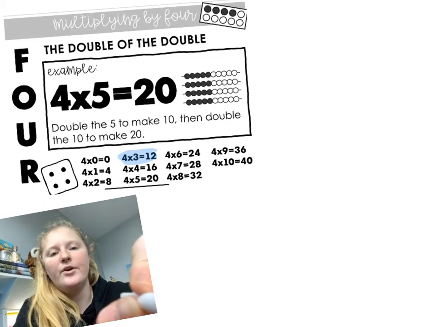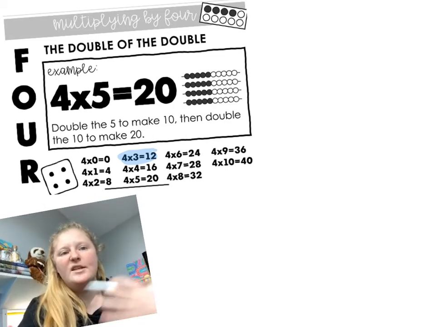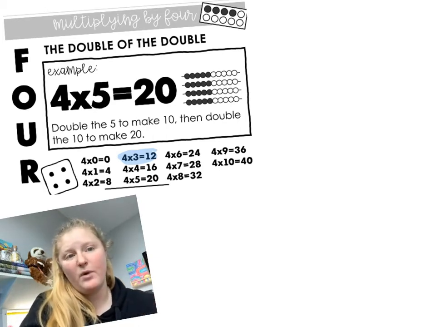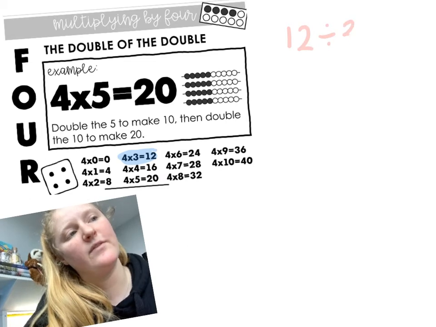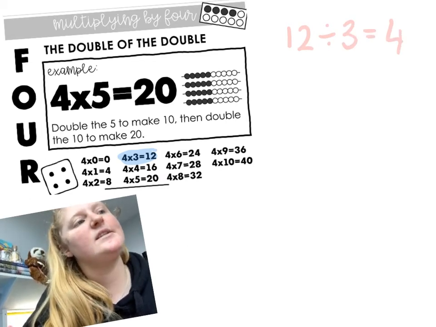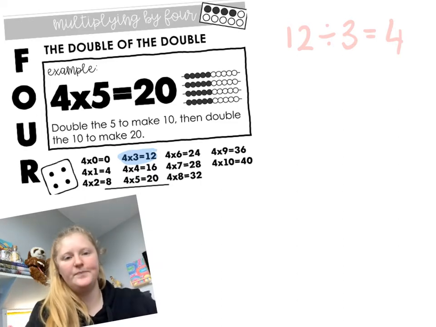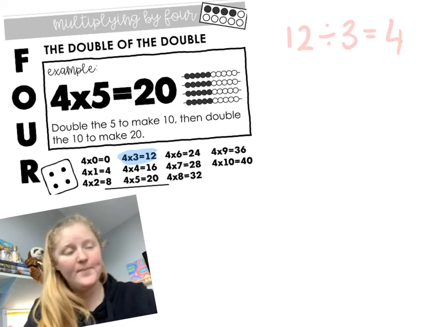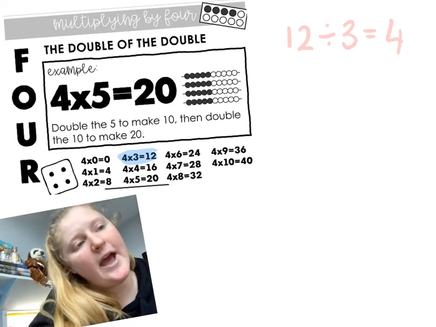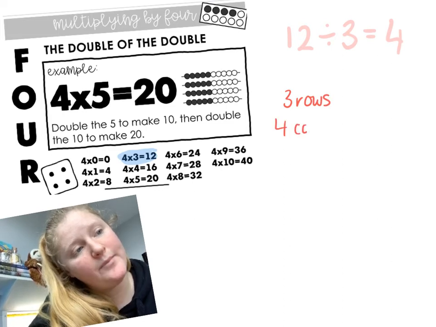So I know that I want to use an array to prove that 4 times 3 is 12, but I also want to work out what is 12 divided by 3, and is it 4? Okay, because we've got our inverse operation. So I'm going to start by creating my array. I'm going to choose to have 3 rows and 4 columns.